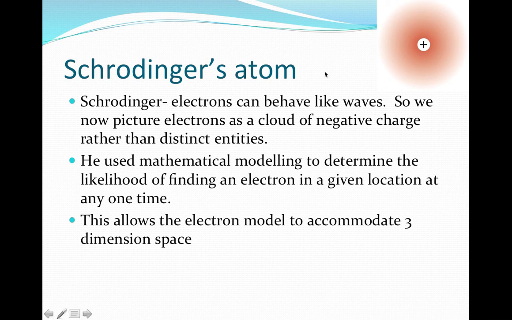So we actually picture electrons as clouds of negative charge rather than distinct entities, rather than particles. And with mathematical modelling, we can figure out the likelihood of an electron being in a given location at any one time. And basically, they're more likely to be where the shells are and less likely to be in any other place. The benefit of this, partly it better explains behaviour, partly it allows the electrons to accommodate 3D space at once. So it means that we don't see gaps in matter. It is constant matter.